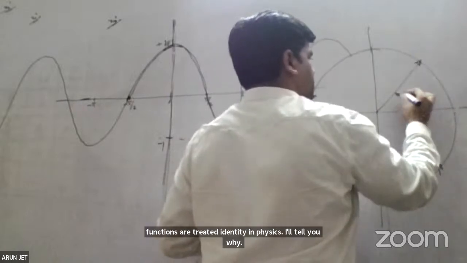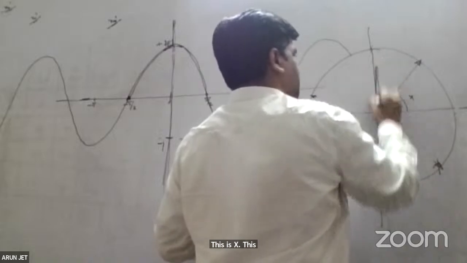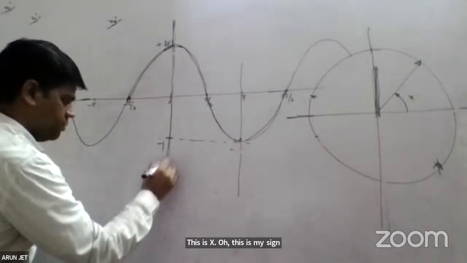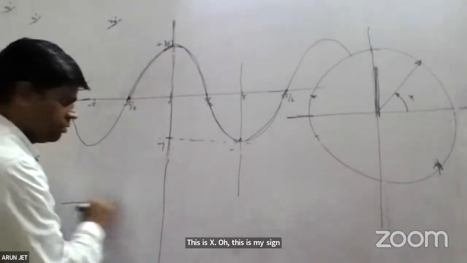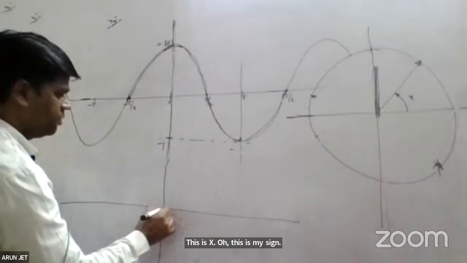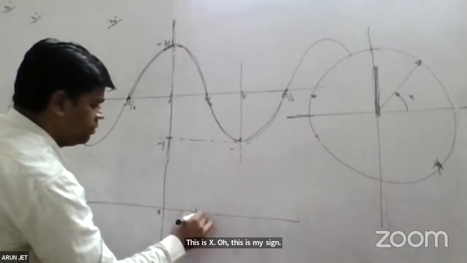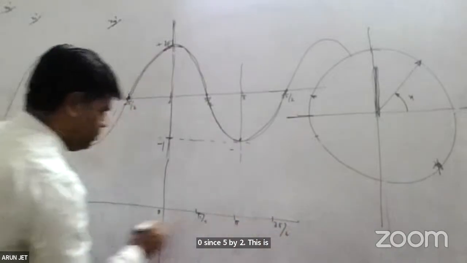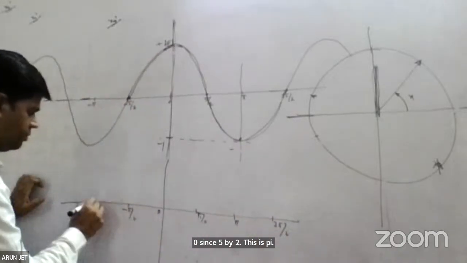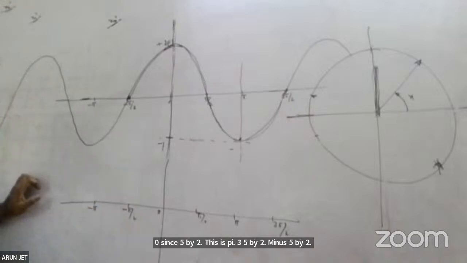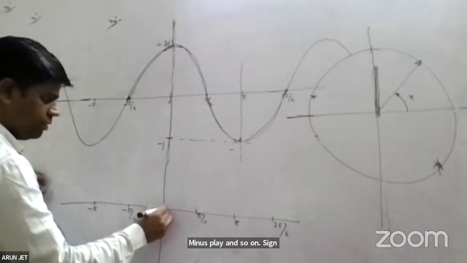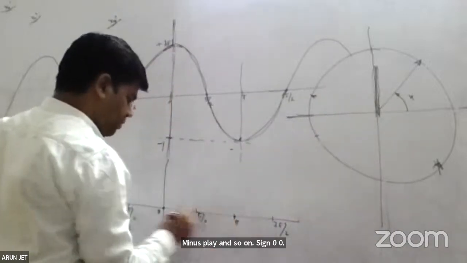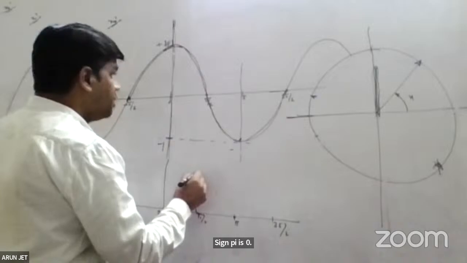This is x. Now this is my sine. This is 0. This is pi by 2. This is pi. 3 pi by 2. Minus pi by 2, minus pi, and so on. Sine 0 is 0. All right. Projection is 0. Sine pi is 0. Sine pi by 2 is 1.